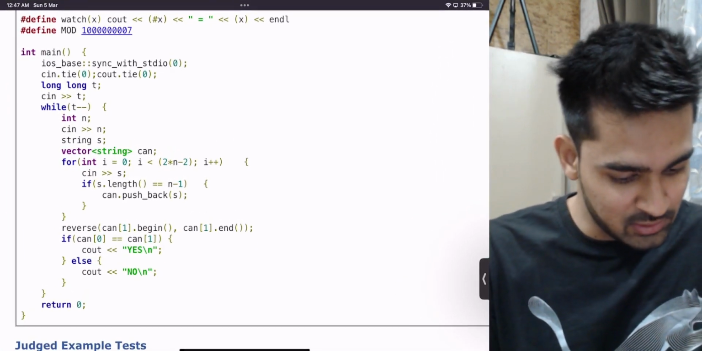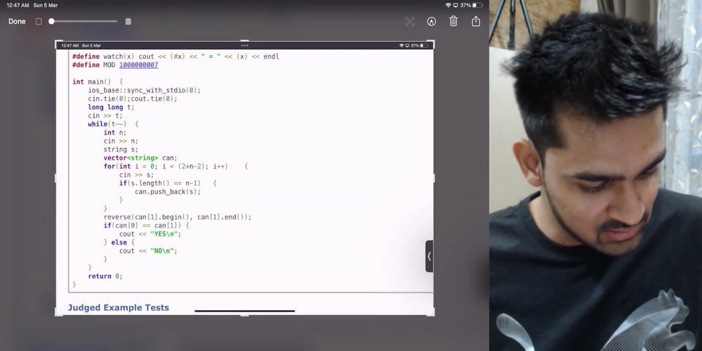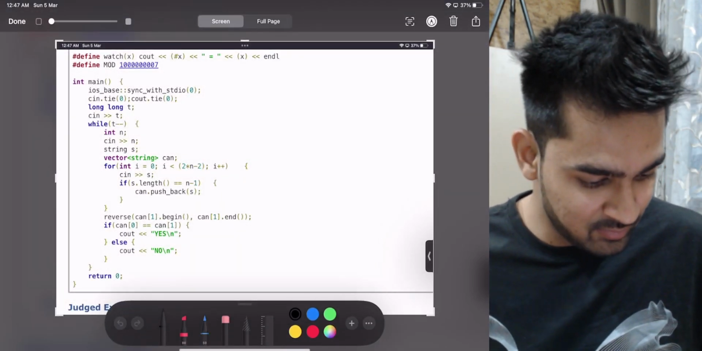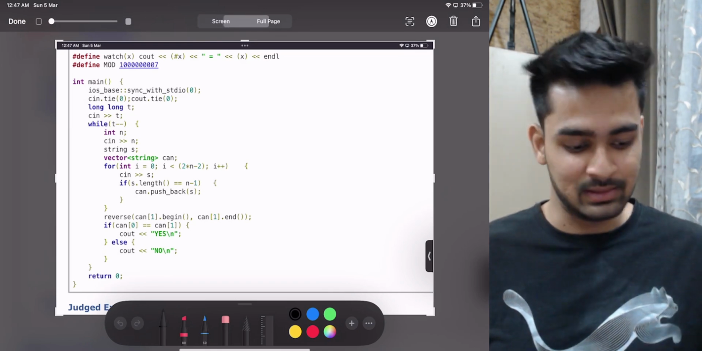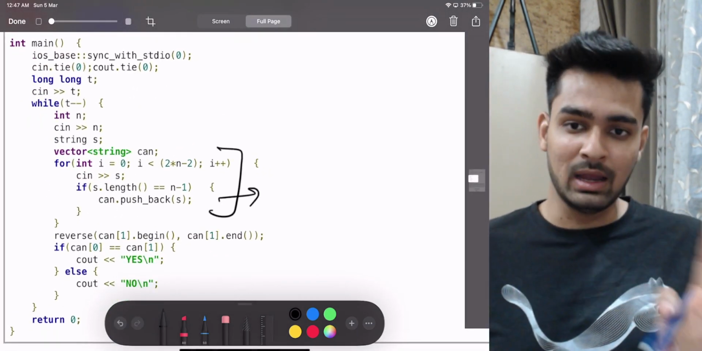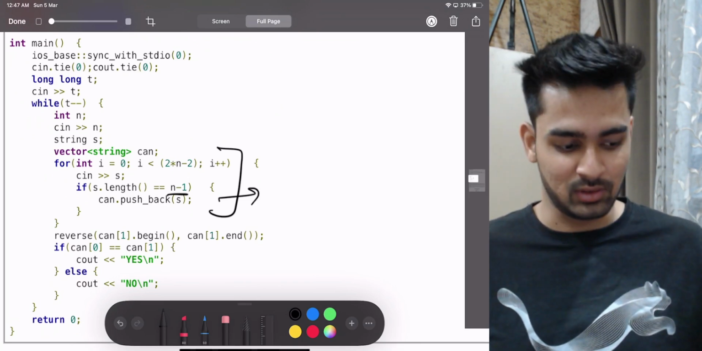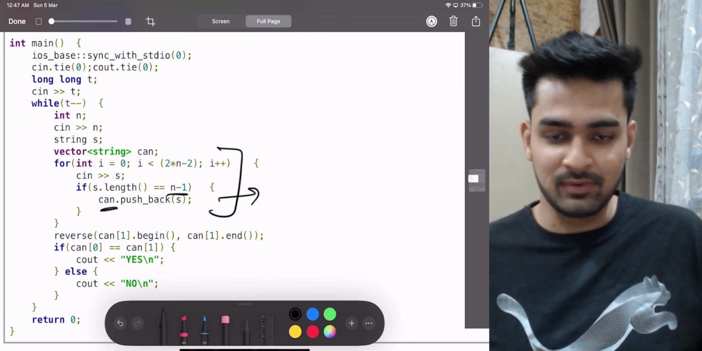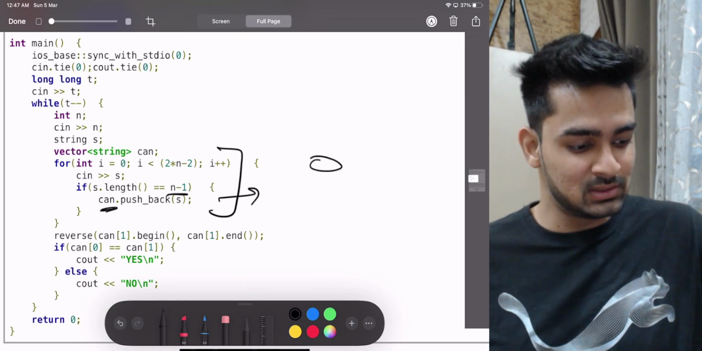All I'm actually doing is I've taken all these strings. I'm checking if any string's length is n minus 1, then I push it into my can vector, and then I know I'll have two strings in this can vector. One will be prefix, one will be suffix. Now I have to reverse the suffix.